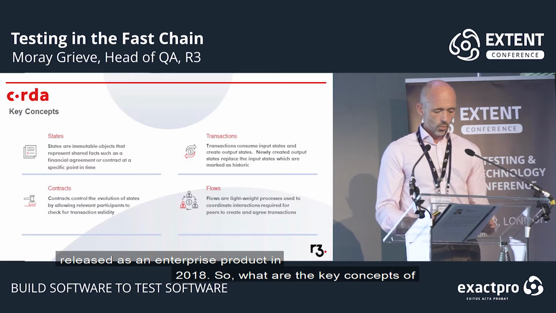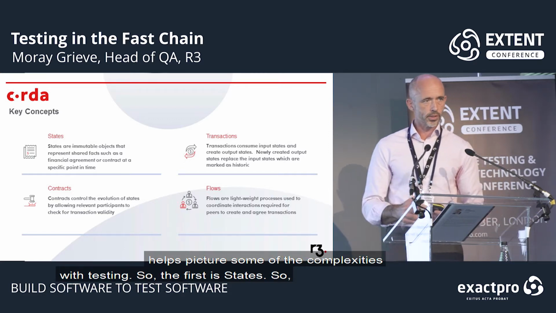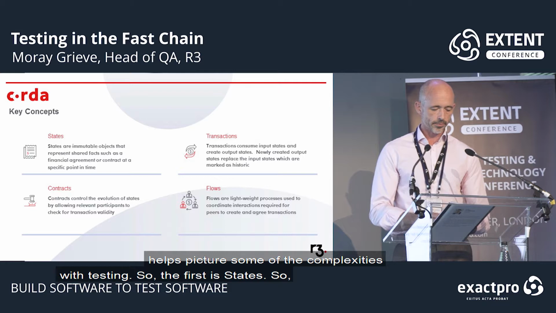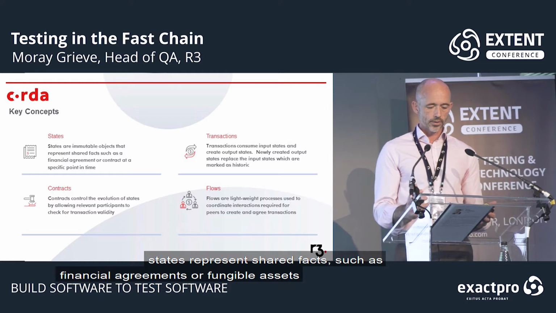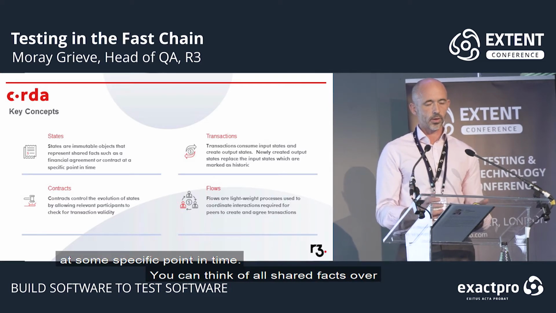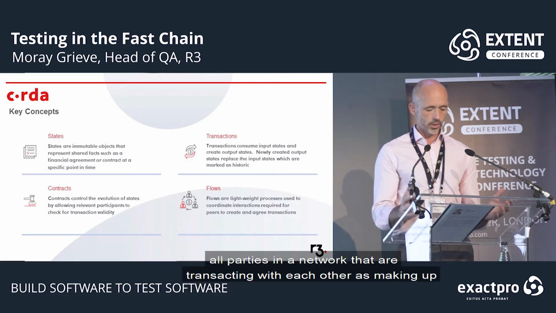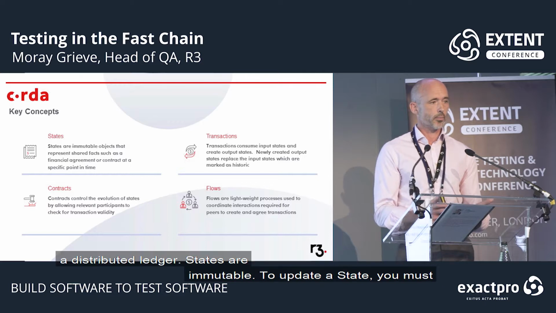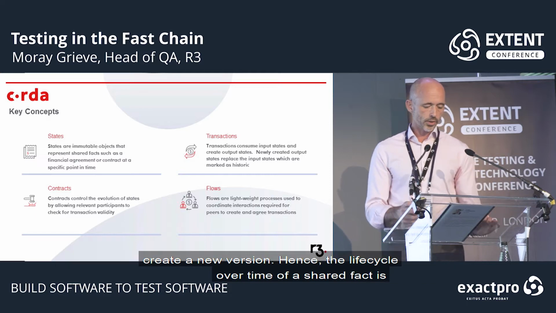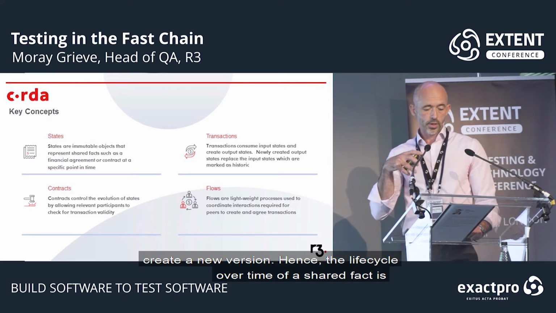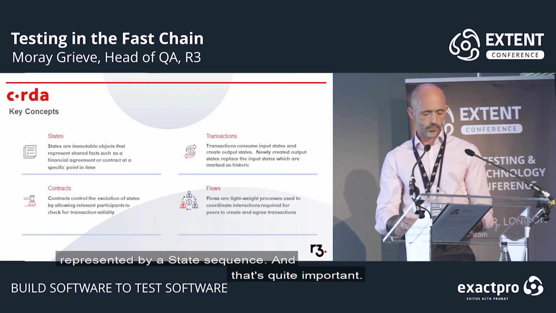So what are the key concepts of Corda? And I think it's worth going through these because it helps picture some of the complexities with testing. So the first is states. States represent shared facts such as financial agreements or fungible assets at some specific point in time. You can think of all shared facts over all parties in a network that are transacting with each other as making up a distributed ledger. States are immutable. To update a state, you must create a new version. Hence, the life cycle over time of a shared fact is represented by a state sequence, and that's quite important.